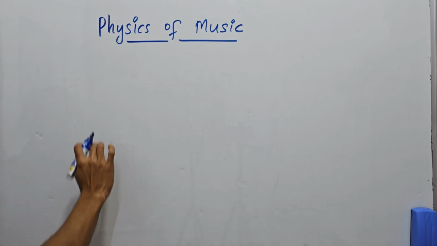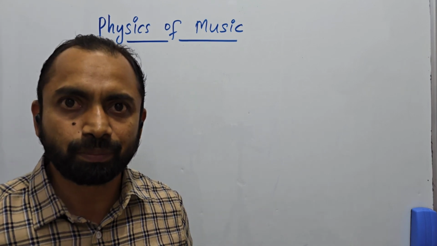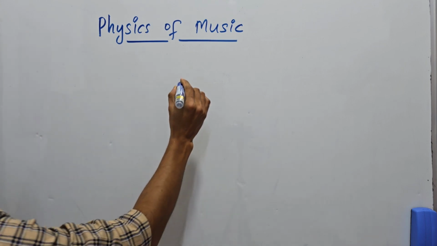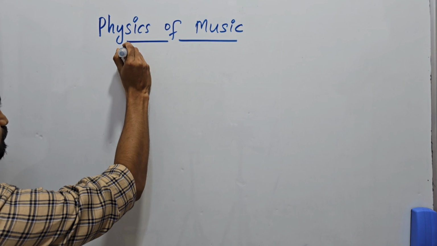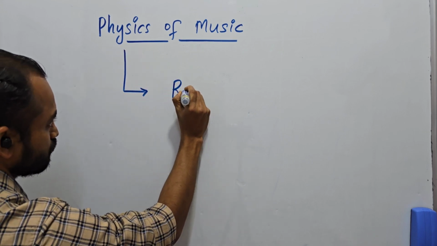Music, or what is the physics of music, means how the principles of physics are applied to music. There will be many ways, but we will focus on only this one.